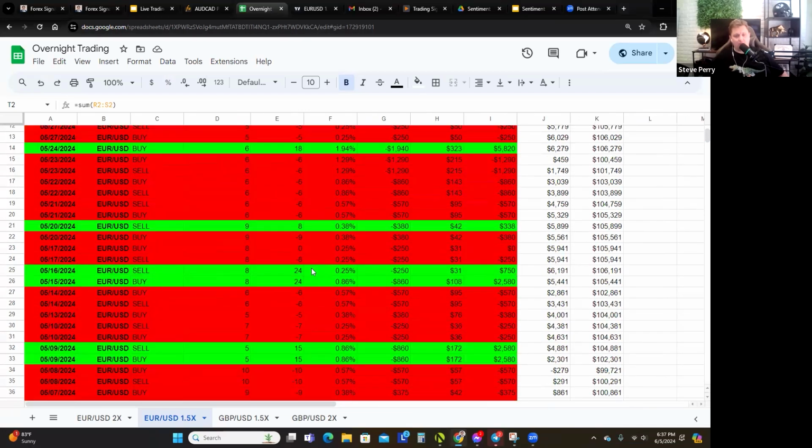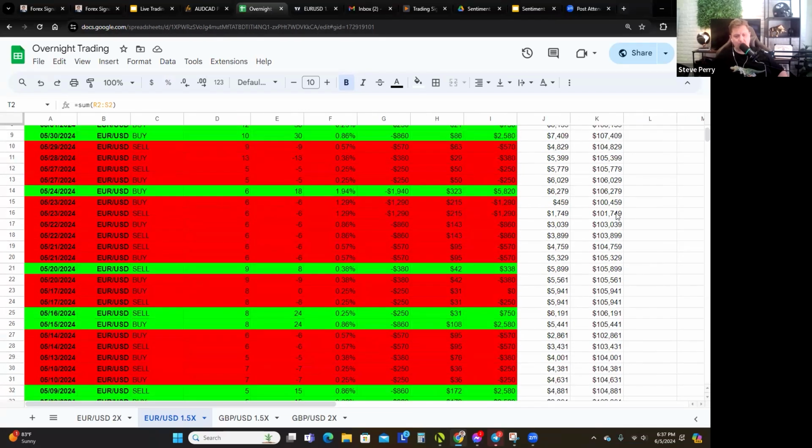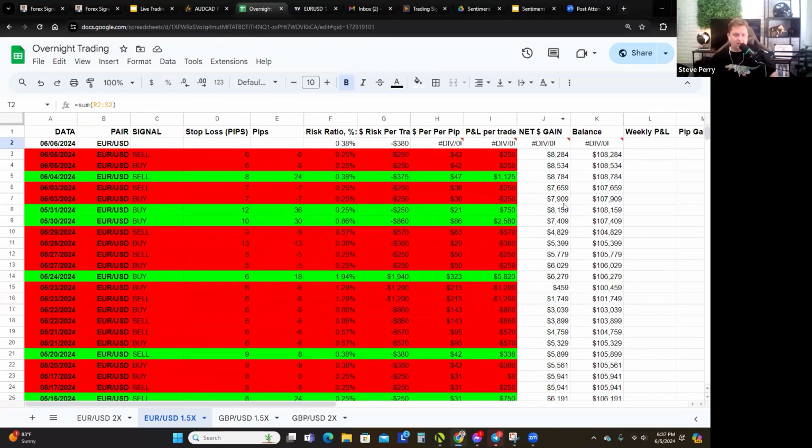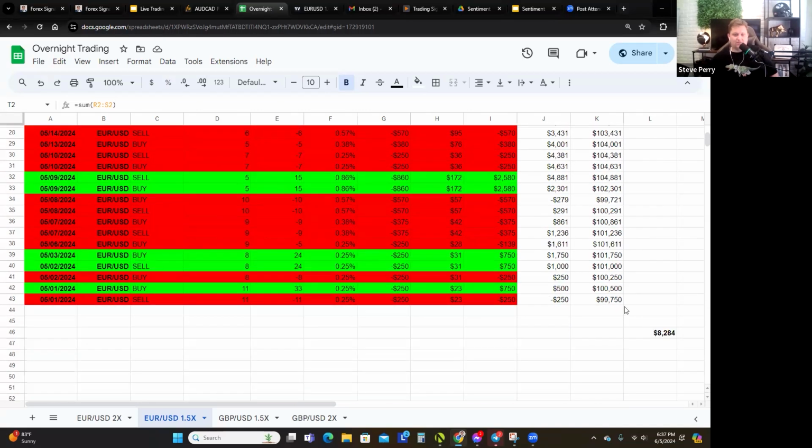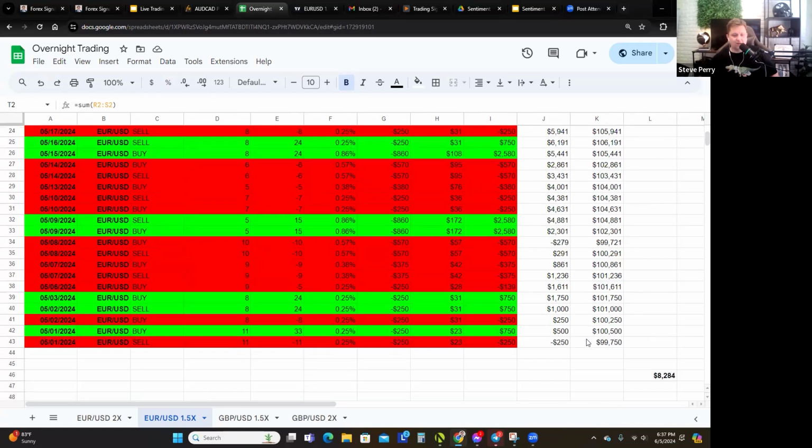And then the other cool thing I wanted to show you guys, I put this together too. Here on the right side, you'll notice the net gain and the balance. This is the balance starting with 100 grand. On May 1st, you started with 100 grand, and by the end of the day you were at $100,500. And then you can see the balance growth over time.